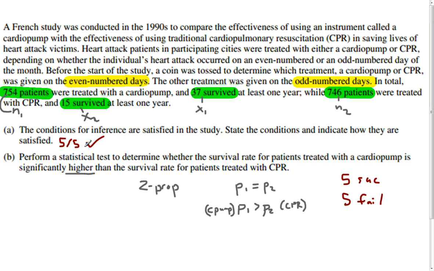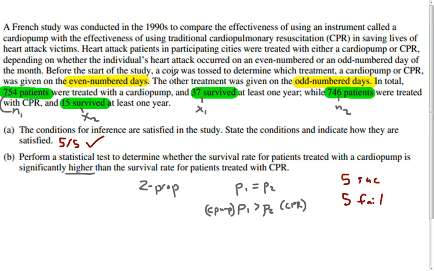The other thing, and that's what helps prove that it's normal when we're dealing with proportions. So you need to have this for normality with proportions. The other thing you need to check actually is related to statistical design, and in that case, we need to determine how the treatments were assigned. So going back up here, heart attack patients in participating cities were treated with either the cardio pump or CPR, depending on whether the individual's heart attack occurred on an even or odd numbered day of the month. Before the start of the study, a coin was tossed to determine which treatment was given on the even number days and which was given on the odd.